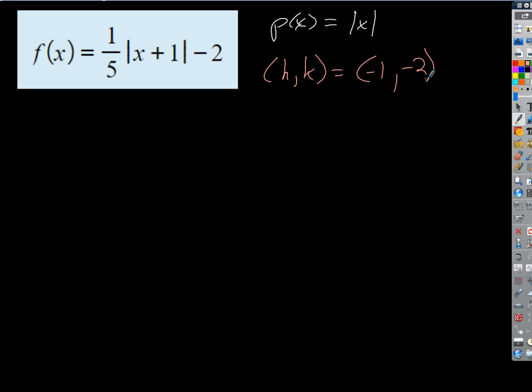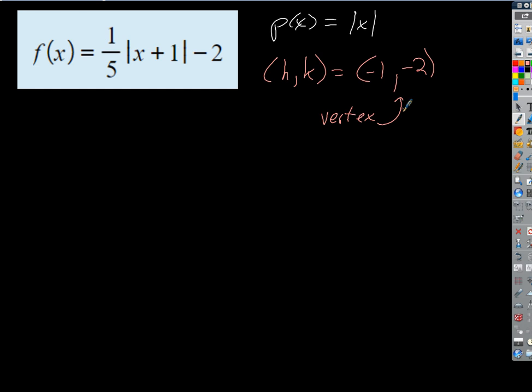Okay, so what is significant about that for an absolute value function? That's right, that's the starting point. That's the vertex, isn't it? Because whatever point starts off at the origin with our parent function is going to end up there. So that's the vertex right there. Okay? What about the 1/5? What's that telling us? The y values.